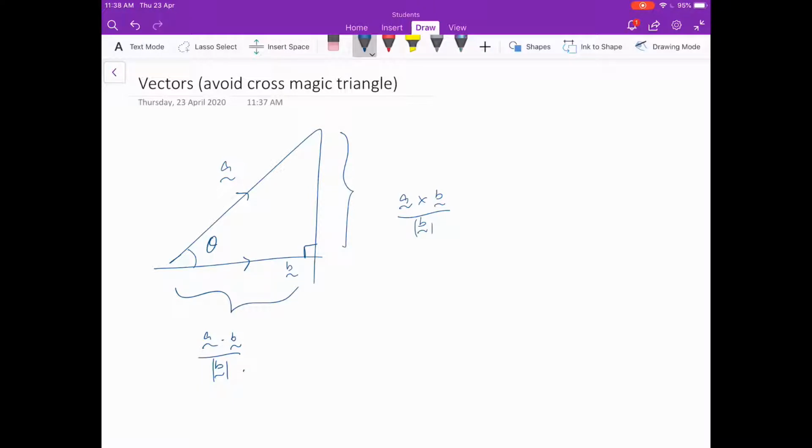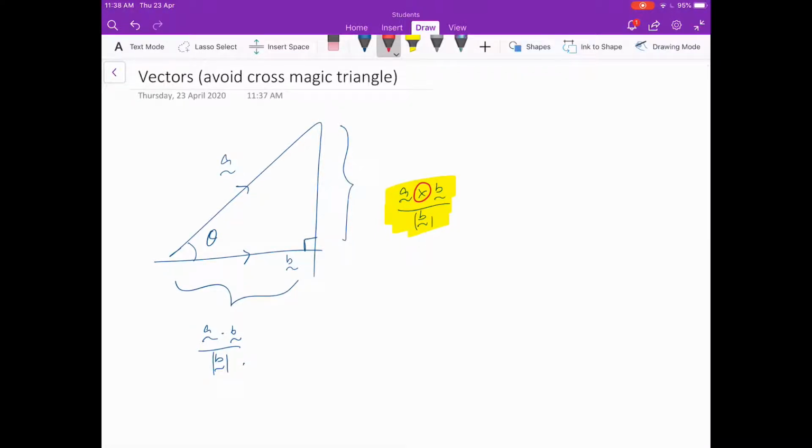Yeah, that's the distance. But what if you say, Mr. Pang, wow, I really don't like this cross. I always make mistakes. You know, can we avoid it? Answer? See, if this formula is just finding the distance, can't you find distance another way?